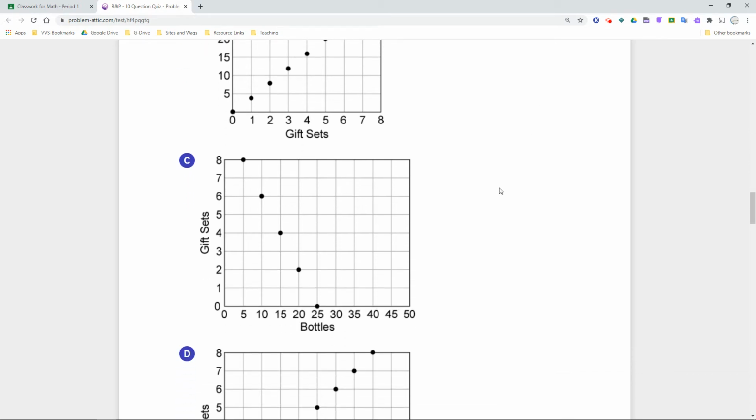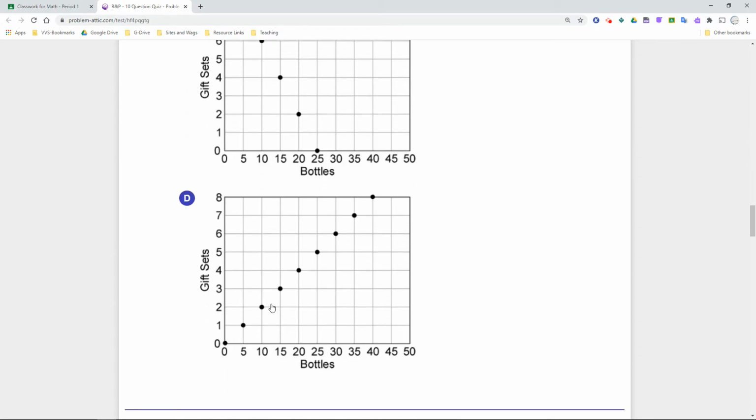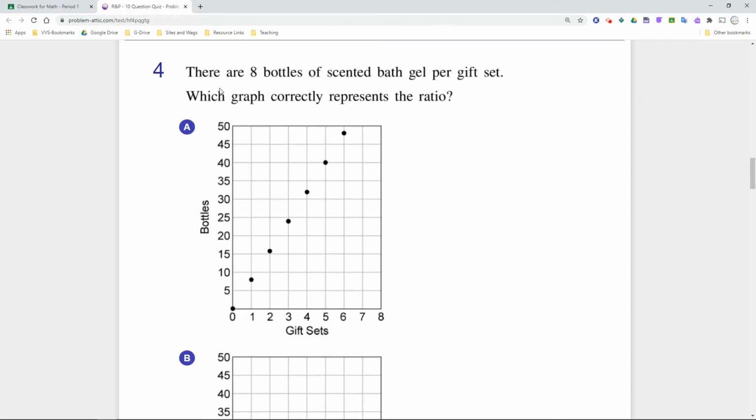Choice C has gift sets going up the side, 0, 1, 2, 3, 4, 5, 6, 7, 8, and bottles going along the bottom in increments of 5, 0, 5, 10, 15, 20, and so on. And you can see the dots dropping. Choice D, we have gift sets going up the side, 1, 2, 3, 4, 5, 6, 7, 8, and bottles going along the bottom by increments of 5, 0, 5, 10, 15, 20, and so on. And here are the dots going slowly upwards. Remember what we're looking for? There are 8 bottles of scented bath gel per gift set. Which graph correctly represents the ratio?